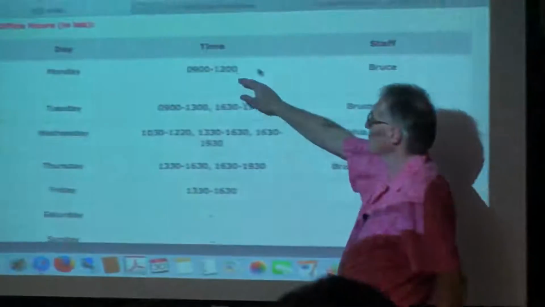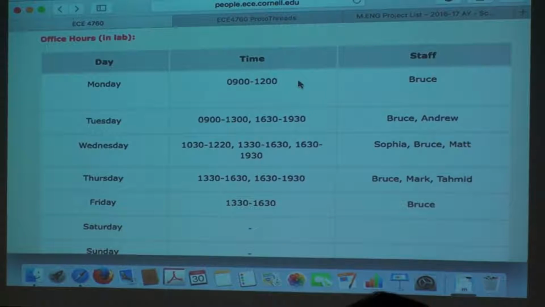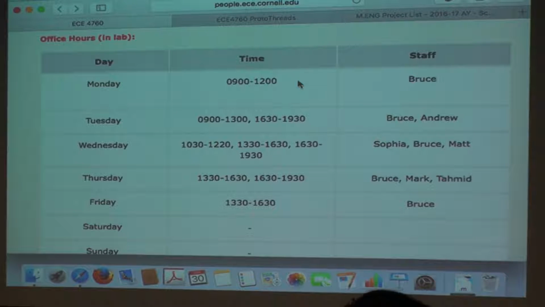Next thing is, there's new lab hours routinely now. I put it on the schedule. So routinely, the lab is going to be open Monday and Tuesday morning from 9 to noon on Monday and 9 to 1300 on Tuesday. And so you don't need to request those times.